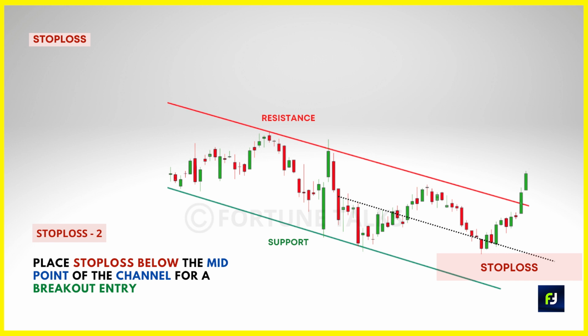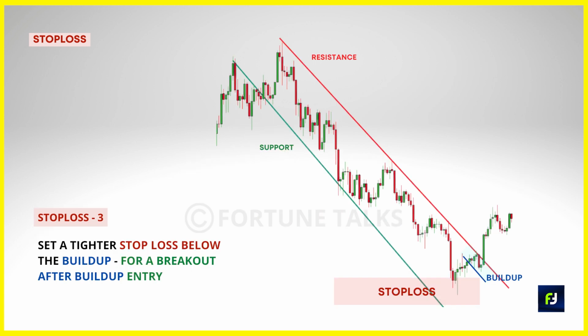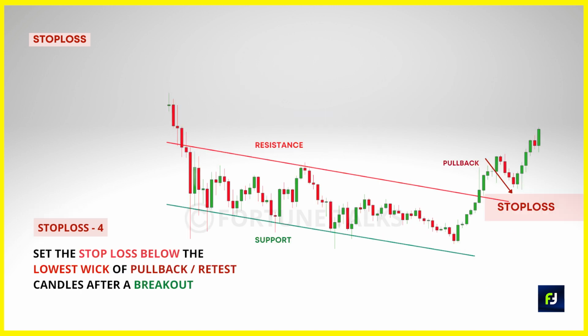So for a breakout entry, you can place the stop loss just below the midpoint of the channel from where the breakout happened. But in case you have taken a long entry after a build up near the resistance trend line, then you can keep your stop loss just below the build up or consolidation. And finally, if you have taken a position after a pullback or retest, you can set your stop loss below the lowest wick of pullback or retest candles with some buffer for ample price movement.